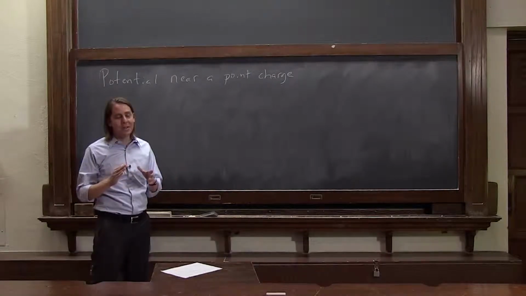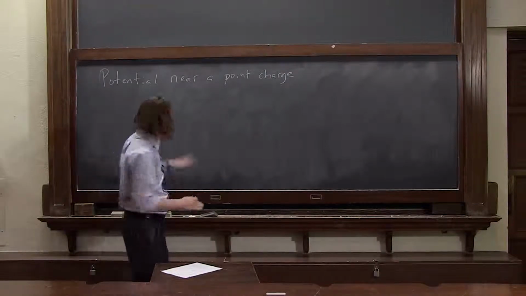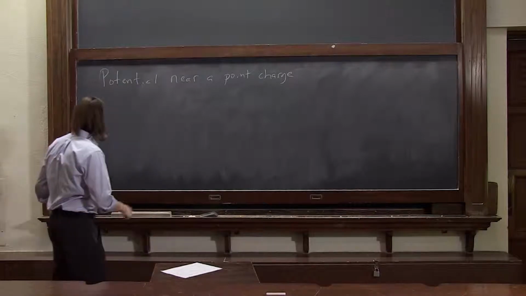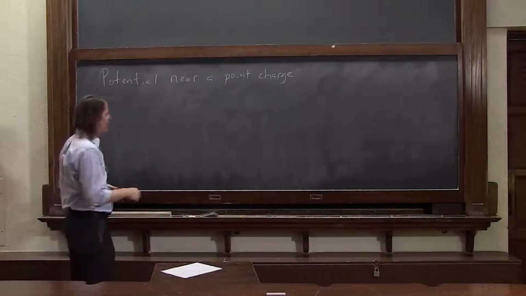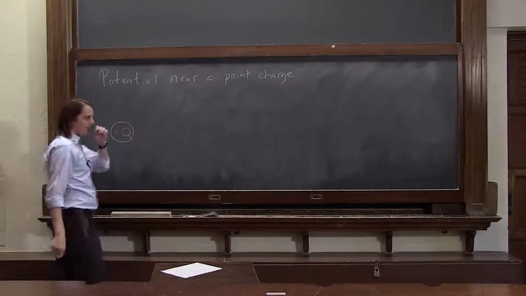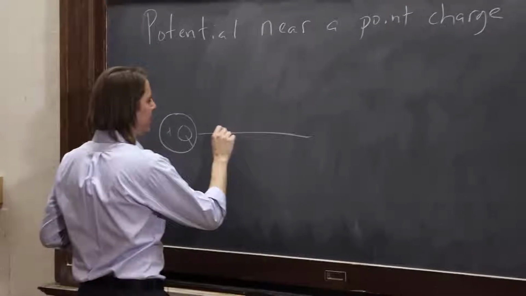If I mean energy, I'll say potential energy. But if I just mean electric potential, I'm just going to call it potential. So there it is, just the potential. Okay? So we're going to start with a point charge, or we might say a sphere of charge. We can call it a sphere of charge plus Q. And have field lines coming out like this.